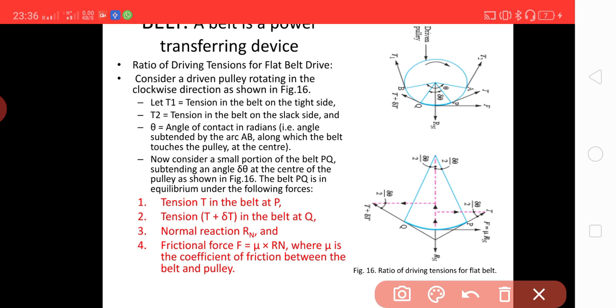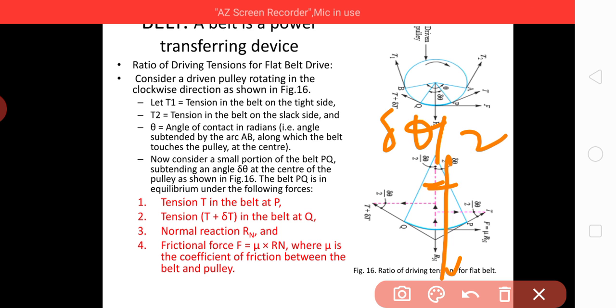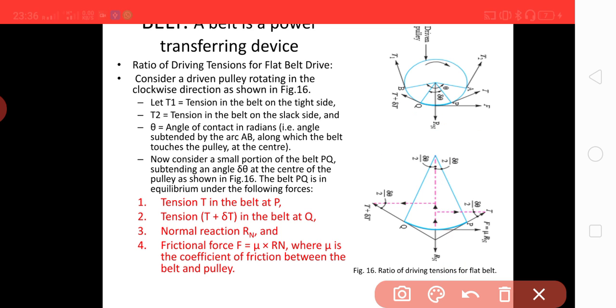Here again, see the analysis. This angle is delta theta by 2. Put total angle delta theta, then from the center there is a normal reaction line like this, then this angle becomes delta theta by 2. Then by geometry you can find out that this angle and this angle are also delta theta by 2.